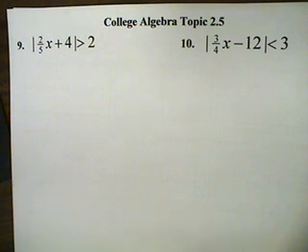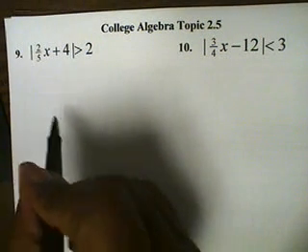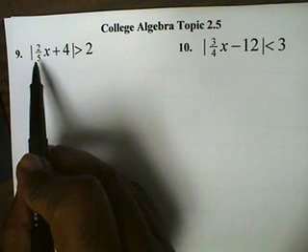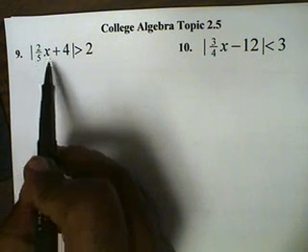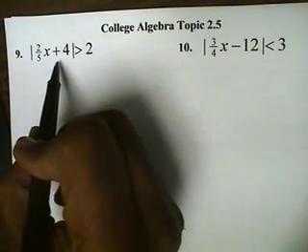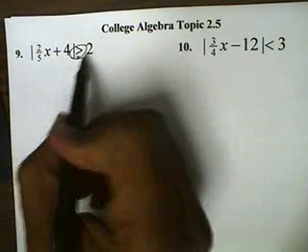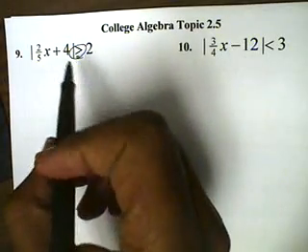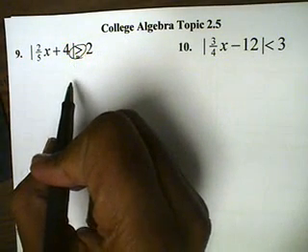College Algebra, Topic 2.5, number 9. We have the absolute value of 2/5 x plus 4 is greater than 2. The rule for dealing with absolute values and a greater than sign is to break this up into two pieces, a left and right side.